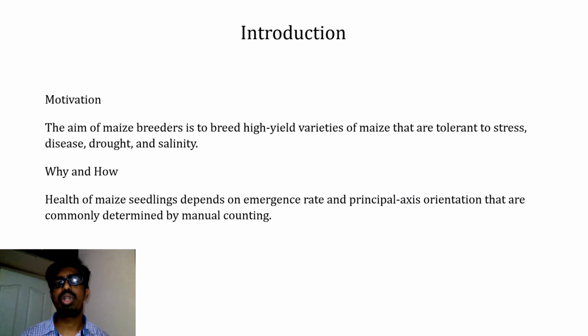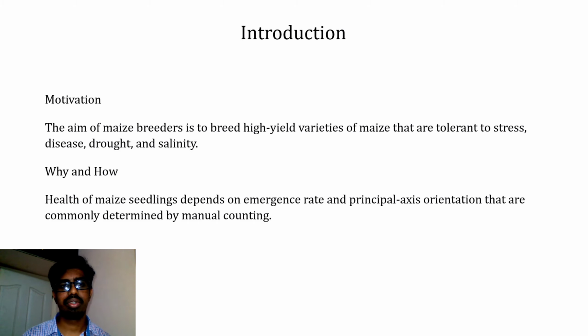Introduction. The motivation for this paper is that the aim of the maize cultivator will be to get a breed with high yield varieties of maize that are tolerant to all kinds of stress, like biotic stress and abiotic stress, and are tolerant to disease, drought and salinity. So this method will be helpful in knowing the crop growth and estimating crop yield.